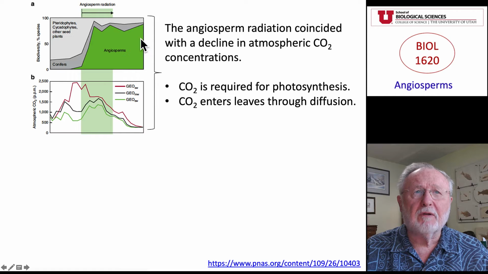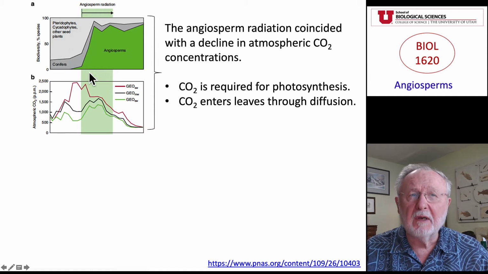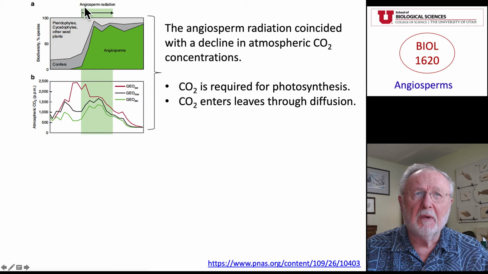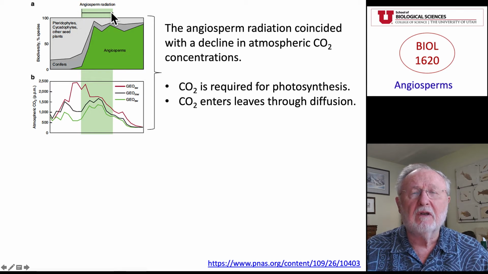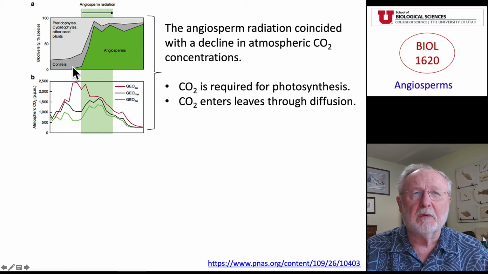So if you look at this graphic here, we have time on the bottom axis, unlabeled, and we see a time when biodiversity was dominated by conifers, but beginning 145 million years ago, we find radiation, expansion in the number of species of angiosperms, so that angiosperms came to dominate our planet. Coincident with this is a decrease in atmospheric CO2.